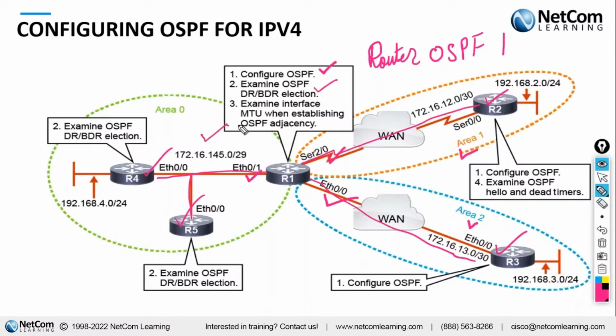I can configure for area 0, area 1, area 2, okay? And make sure that whenever you do neighbor relationships, three parameters should match: authentication, hello and dead timers, and area ID, okay?